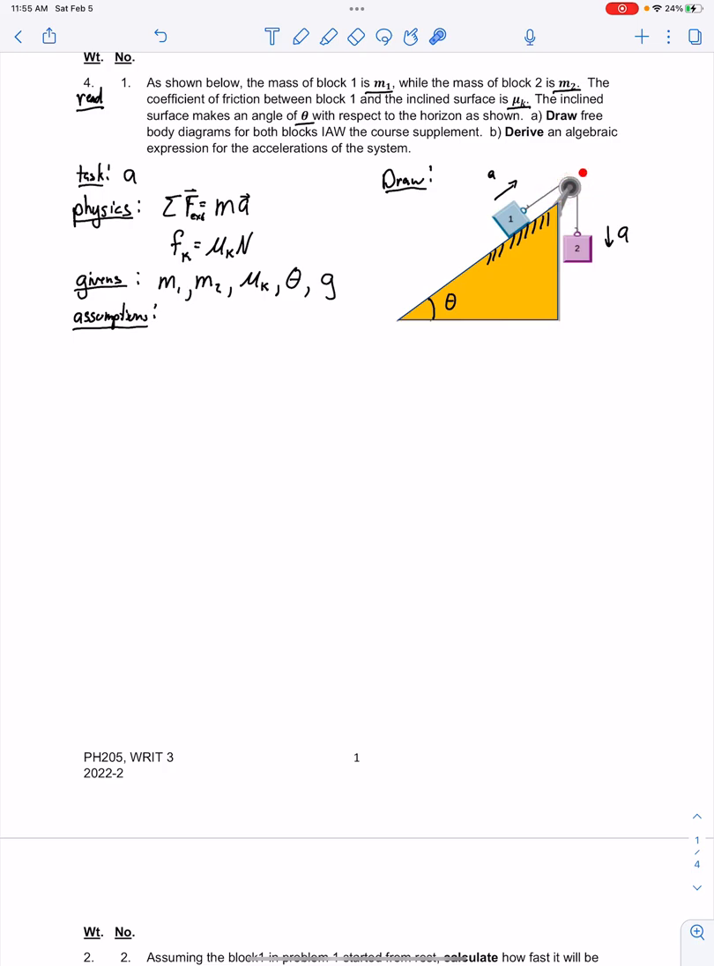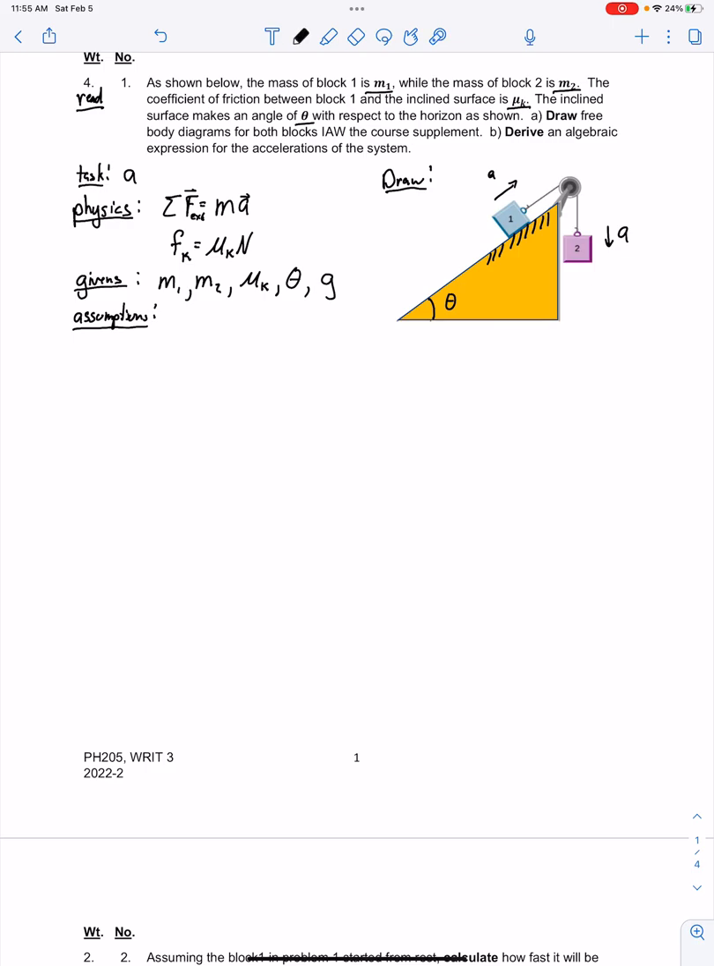Otherwise, you'd have to account for the pulley. We'll fix that later on. We'll add mass to the pulley. But for right now, the pulley is massless. We're also going to assume that we have an ideal string so that it's also massless, and that it doesn't stretch. The fact that it doesn't stretch means that block 1 and block 2 are going to move together. So those are all of our normal assumptions.